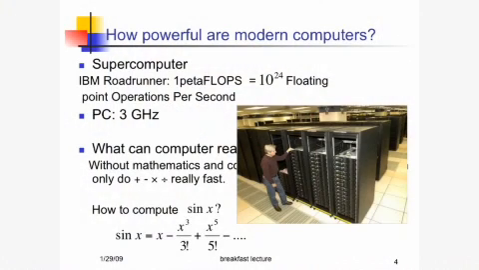Maybe I should go back. And this is that huge monster. And a PC is still very fast. Right now, a PC is like a supercomputer from maybe 10 years ago. At 3 gigahertz, basically, it can do roughly 10 to the 9th operations per second. They are very, very powerful.